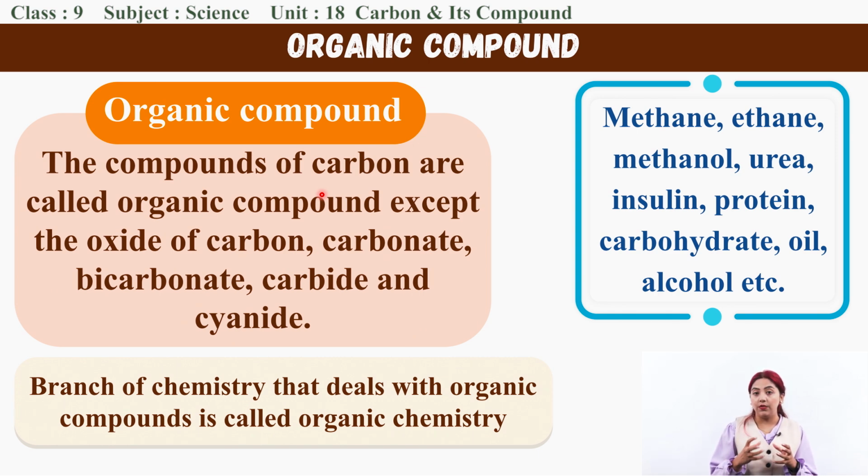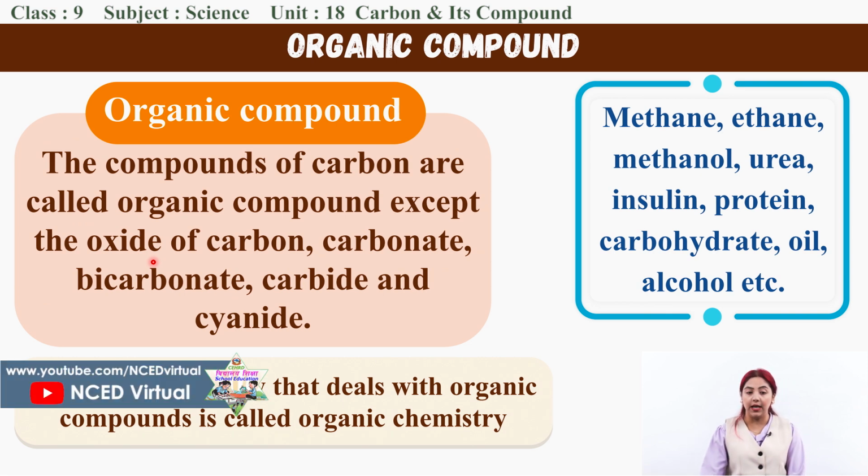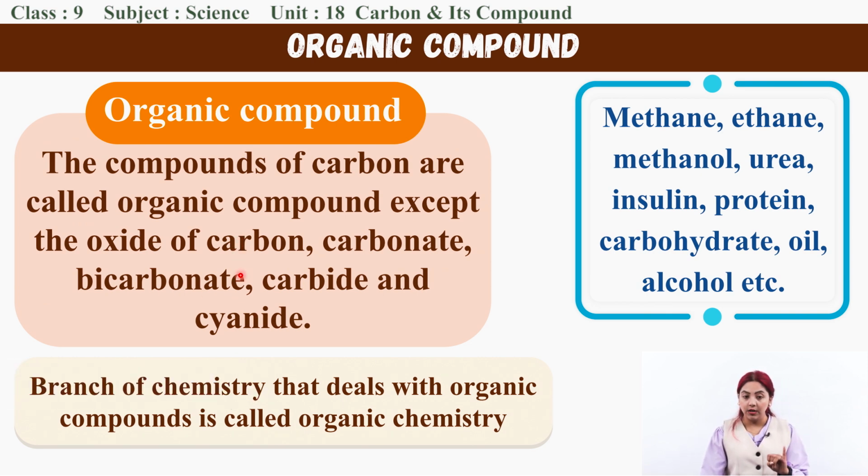But there are certain compounds of carbon that are not considered organic compounds, such as the oxides of carbon, carbonate, bicarbonate, carbide, and cyanide. So except oxides of carbon, carbonate, bicarbonate, carbide, and cyanide, all the other compounds of carbon are called organic compounds. Some examples of organic compounds are methane, insulin, urea, carbohydrate, methanol, alcohol, etc. The branch of chemistry that entirely deals with the study of organic compounds is known as organic chemistry. Now, we understood what organic chemistry is.